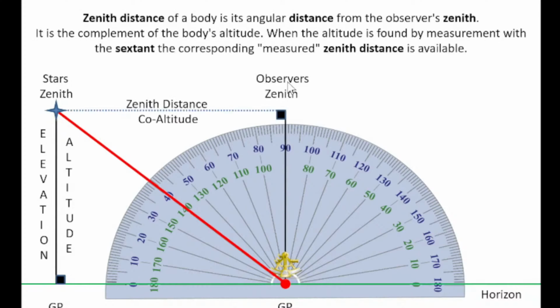Zenith distance. This is key because the sextant doesn't measure zenith distance. It's a complement of the first measurement, the angle. Zenith distance of a body is the angular distance from the observer's zenith. So you see, it's the angular distance from your zenith. It's the complement of the body's altitude. When the altitude is found by measurement with the sextant, the corresponding zenith distance becomes available, as you can see there with the blue dotted line. That is the radius from the GP of the sun or star to you. That is in nautical miles. Next slide.